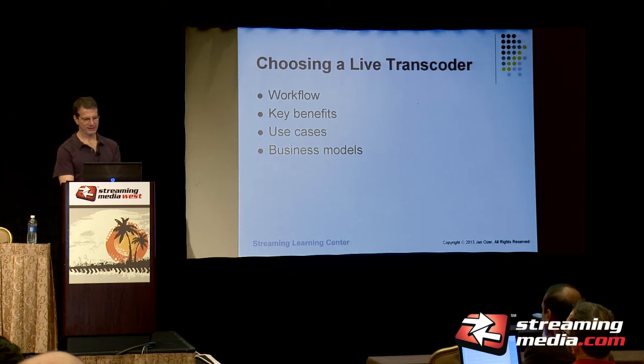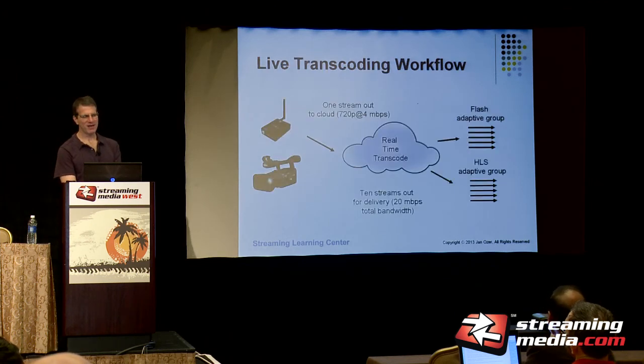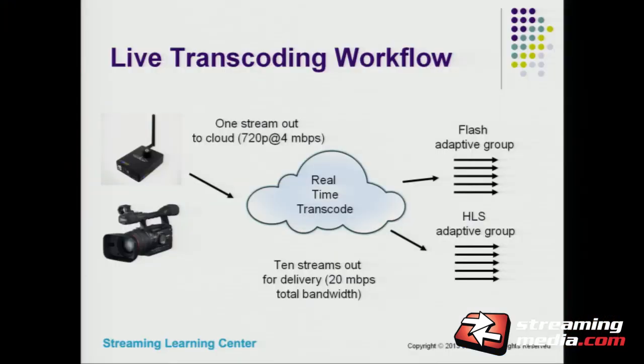So live transcoding, I drew this really complicated diagram just for you people. Teradek is a big sponsor, so I got them in here. You've got a camera doing a shoot, you've got your Teradek cube doing an encode, and it's sending a single stream, in this case a 720p 4 megabit per second stream, into the cloud. And then you've got a cloud transcoding vendor. They're taking that single input and creating multiple iterations from that input. They're re-encoding it, not transmuxing it, into separate iterations. Here we've got 5 files in the Flash adaptive group, and 5 files in the HLS adaptive group.